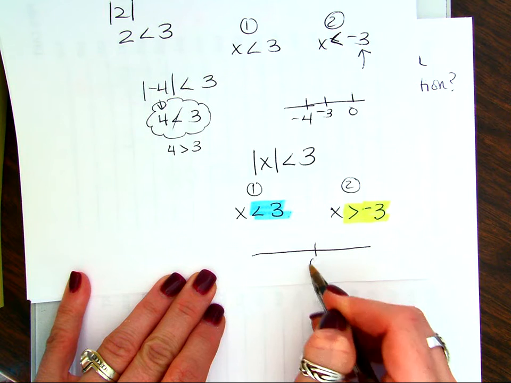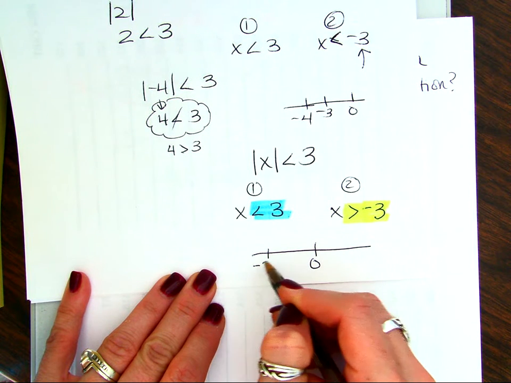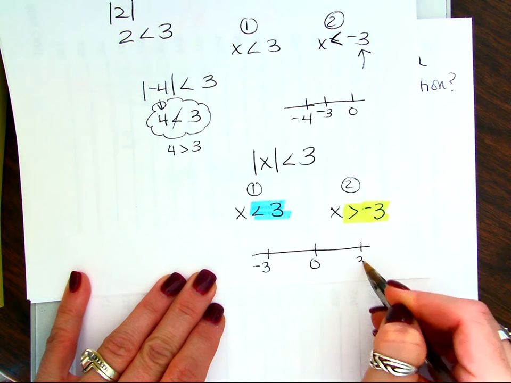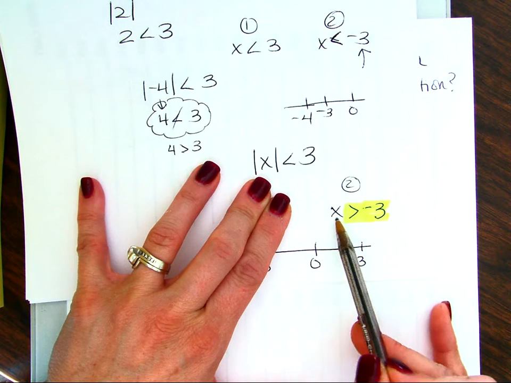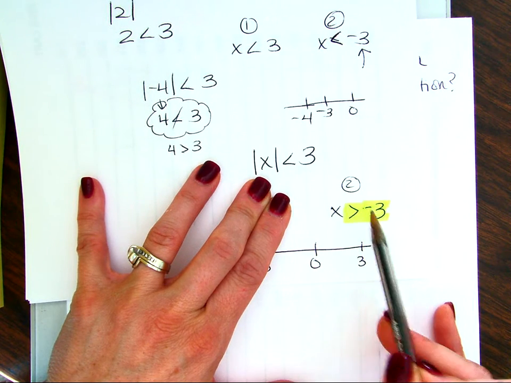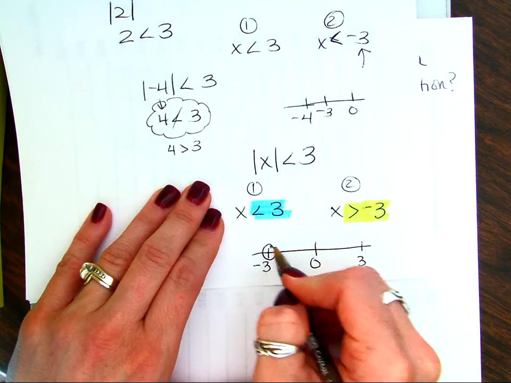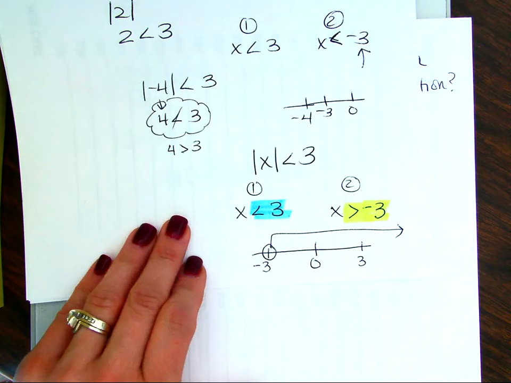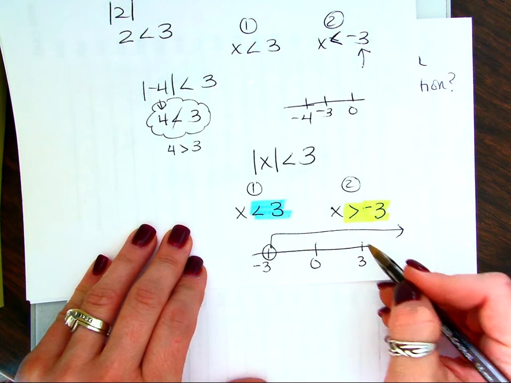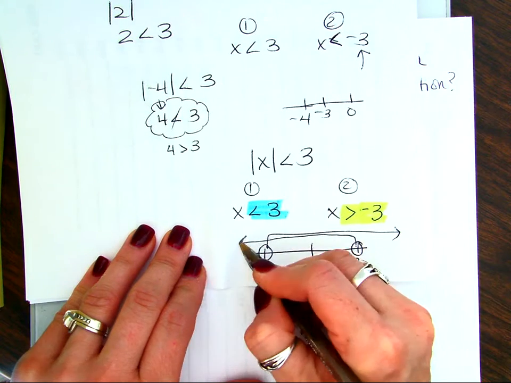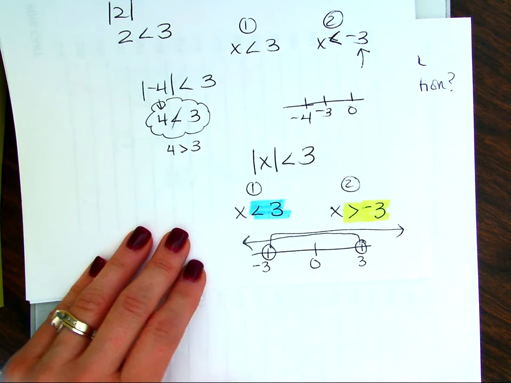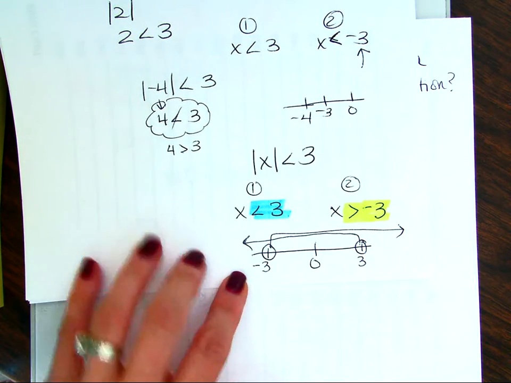Here's negative 3. Here's positive 3. Show me on this number line what means greater than negative 3. An open circle going that way, right? Where on this graph means x is less than 3? An open circle going this way, right? And so, are there some numbers that fit both of those?